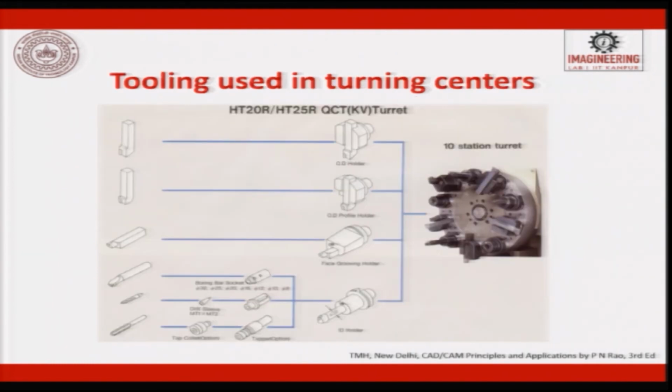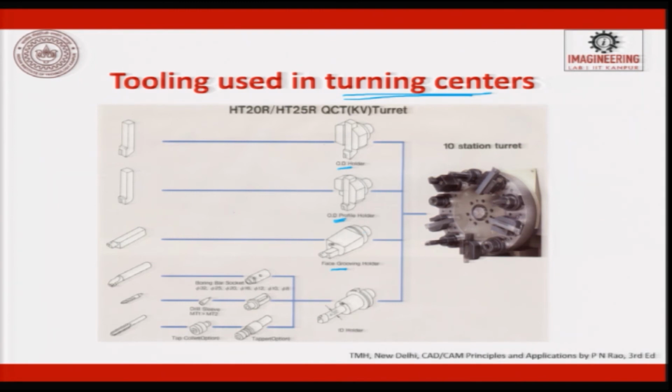For the tooling used in a turning system, we are only taking a turning system. It has 10 stations. It is called a turret, which holds all the tools. You can have an OD holder. This is the OD holder. This is the profile holder. See, on the top you can have this profile holder. Then you can have a face groove holder, and then you can have an ID holder.